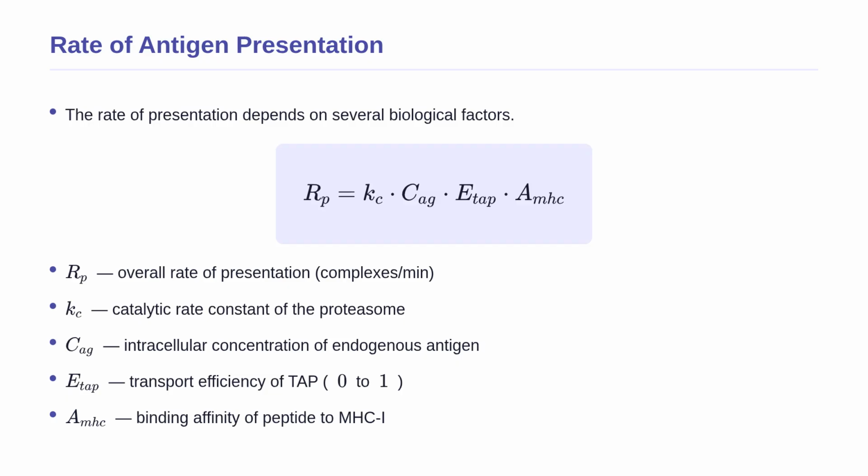If the viral concentration increases, the presentation rate goes up proportionally. Conversely, if a virus mutates to lower the binding affinity, the overall presentation rate drops.